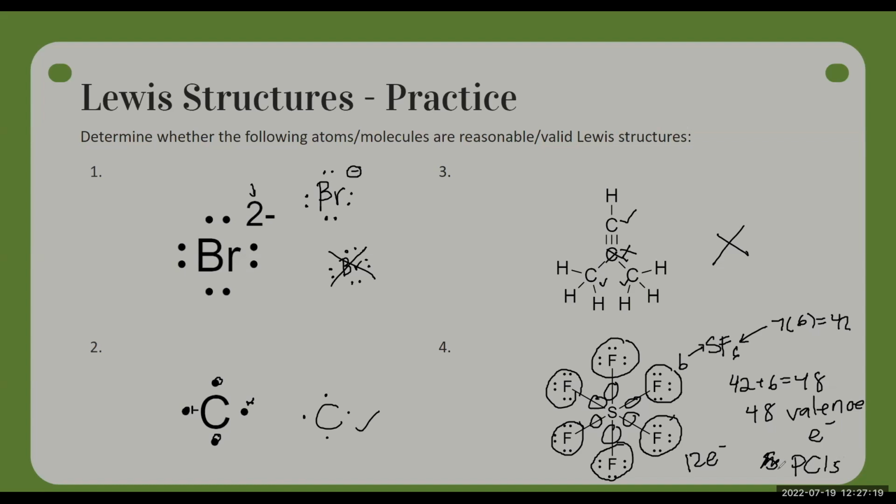PCl5 is an example. And so generally the rule is third row elements can sometimes exceed the octet rule. That's just a little unusual violation of the octet rule.